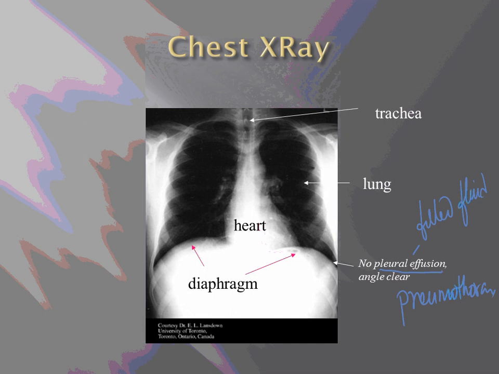So here in this x-ray, you can see the angles are clear. If someone had pleural effusion, you would see this area as being white like that. This area would be white. So you can see on this side the angle is clear, but on this side the angle is not clear. And often just a simple x-ray can tell you that.